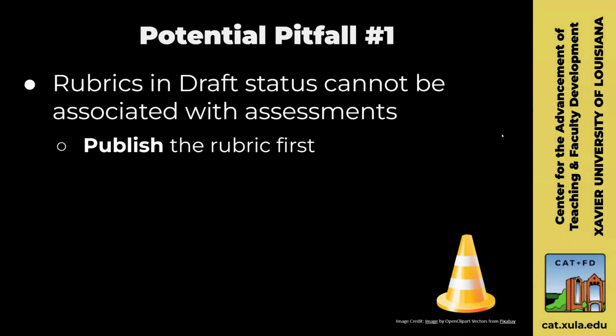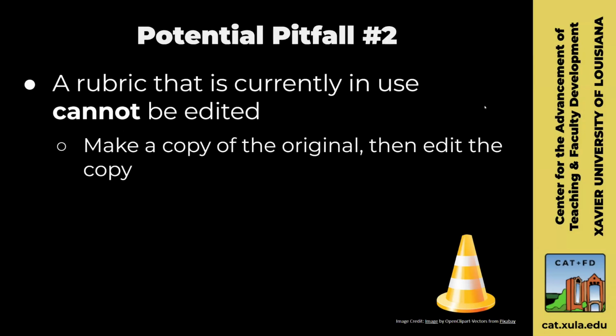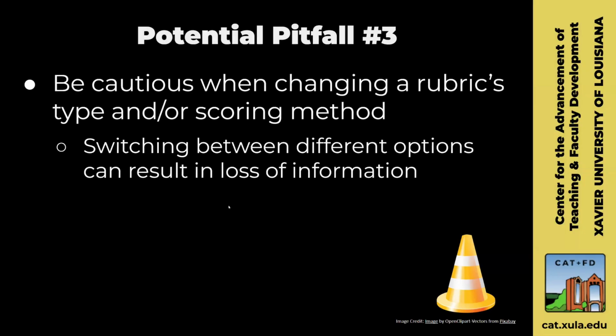Some potential pitfalls. You cannot associate a rubric with an assessment if it's in a draft status, so you have to publish the rubric first. You can't edit a rubric that is currently in use, but you can make a copy of it and then edit that copy. Be cautious when changing the rubric's type and/or scoring method. Sometimes when you switch, you can lose information.